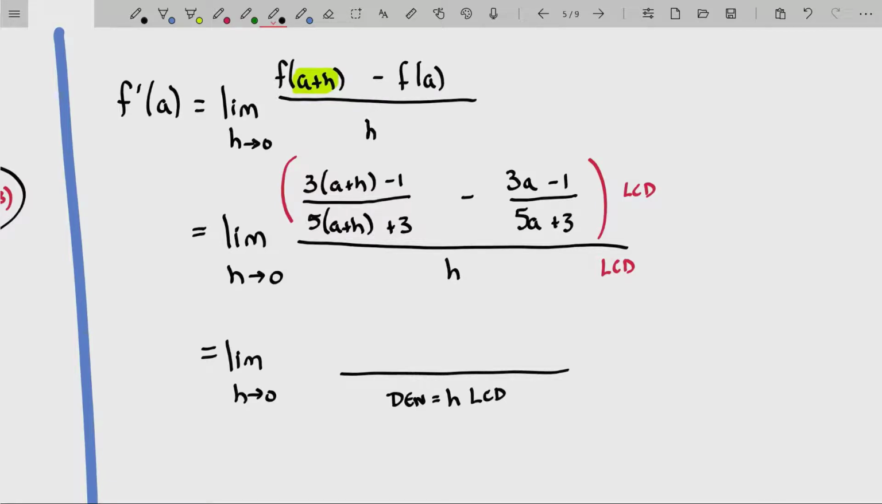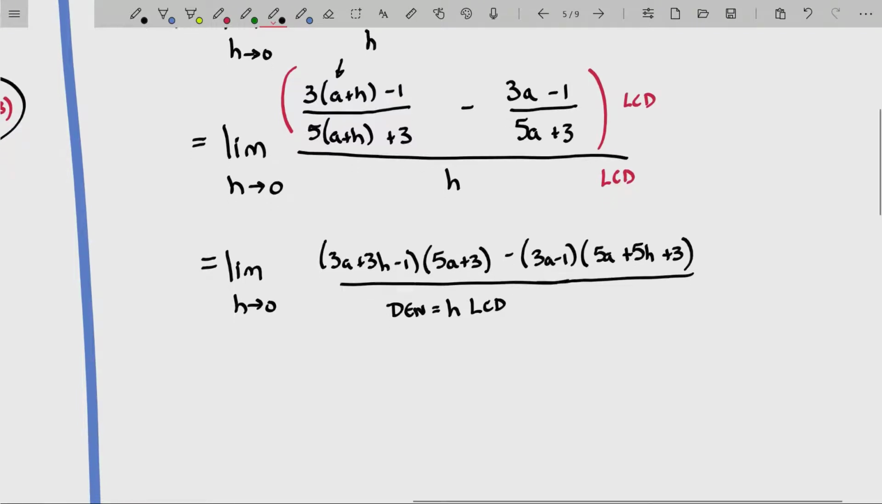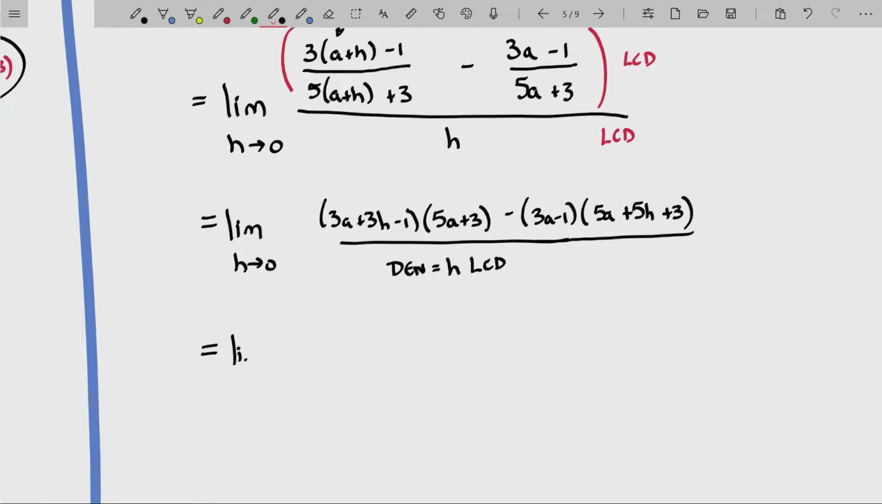Okay. And the numerator is just going to be, let me use a parenthesis. The first numerator right here is (3a plus 3h minus 1), and you're multiplying it by (5a plus 3), minus (3a minus 1), and you're multiplying that by (5a plus 5h plus 3). If you don't know how I got that, just do it by hand. You'll see that that's correct. This is equal to the limit as h tends to 0 of a big old numerator divided by the denominator.